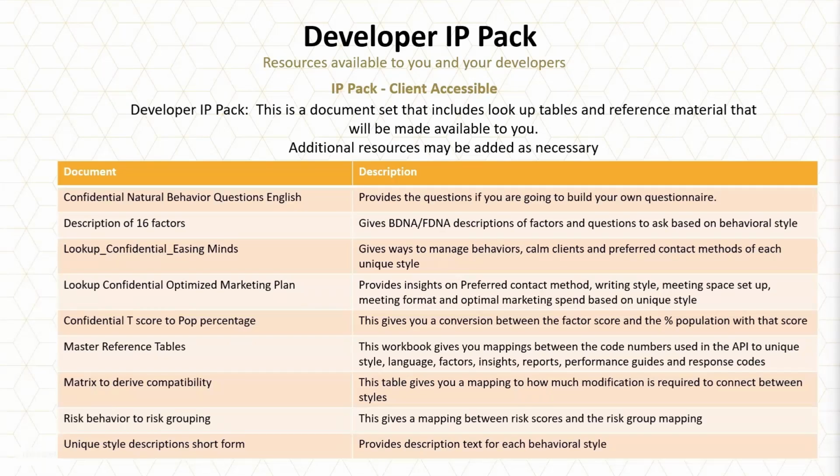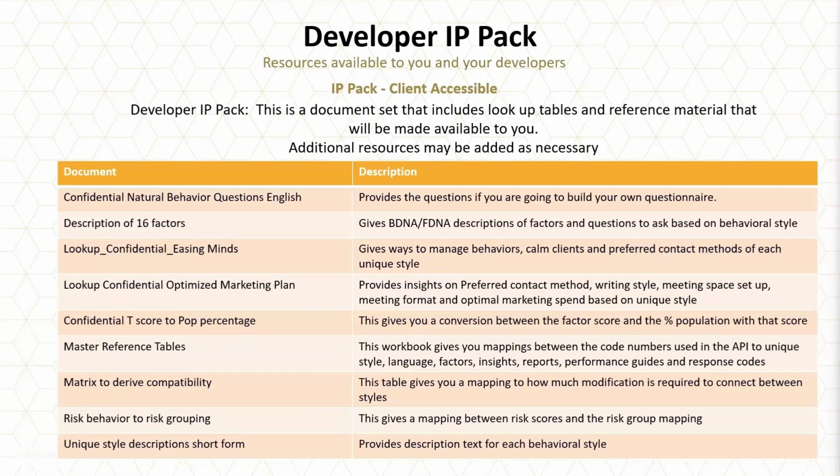If you want to know what that translates to as a percentage of population, then you're going to look at this percentage population lookup table. The master reference tables are going to help you look up what those code numbers mean. That will give you insights, reports, performance guides, response codes. So it's going to help you understand what those unique style numbers are, what those insights numbers are.